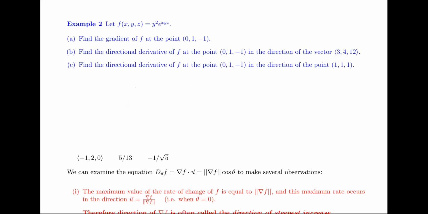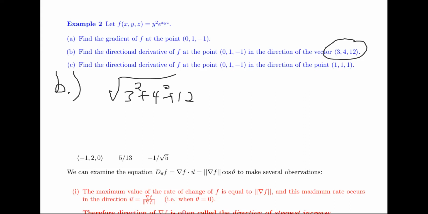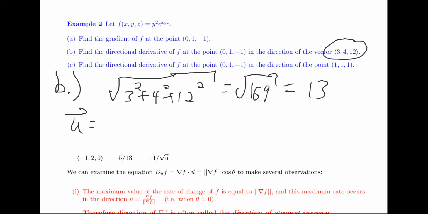All right. So for part B, we'll want to find a unit vector in the direction of 3, 4, 12. So this is the square root of 3 squared plus 4 squared plus 12 squared. This is 25 plus 144. It's the square root of 169, which is equal to 13. This tells us u is equal to 3 over 13, comma 4 thirteenths, comma 12 thirteenths. And that's our unit vector in the direction of the vector 3, comma 4, comma 12.